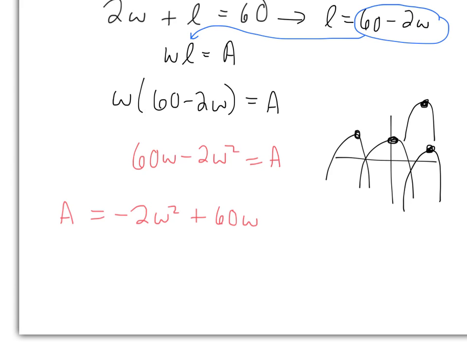Would you set A equals 0? No, because then you'd say the area is 0. We're trying to maximize the area. By putting a 0 there, you would get the roots and the x-intercepts, but that wouldn't help us much. We're trying to find the vertex only. So to find the vertex, we do what Niall said.